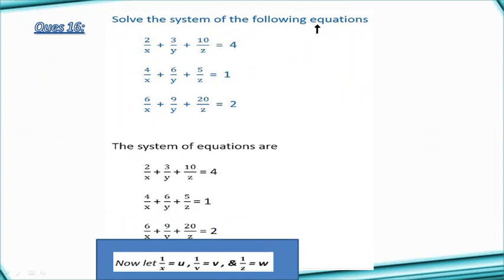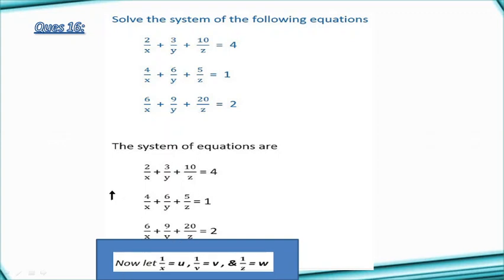Now solve the system of following equations. If you remember in class 10th, there was one exercise in chapter number 3, pair of linear equations, where we had equations reducible to linear. So this is the same as that. System of equations is this. All the equations are given.